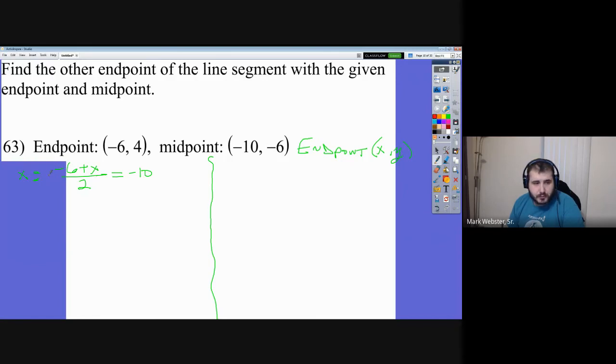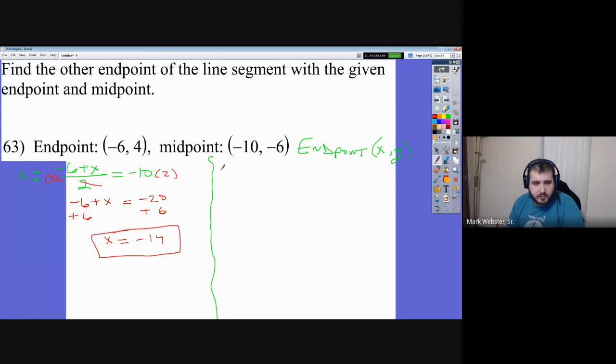So now I'm just going to solve for x and find the missing number. I'm going to multiply both sides by 2. That'll cancel out the fraction. And then I'm going to get x by itself. I'll add 6 to both sides. And I better get negative 14. So that's my x value.